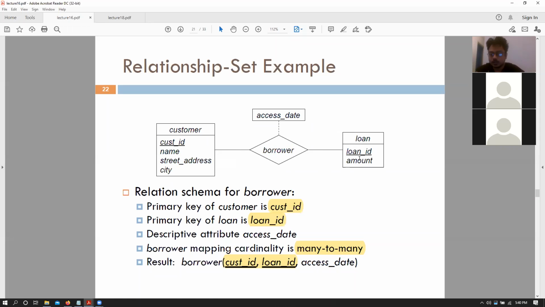Okay. And converting the relationship depends upon what type of mapping cardinality that particular relation has, right? If it's a many-to-many, both of those primary keys become the foreign keys for that particular relation. If it was one-to-many, many-to-one, or if it's one-to-one, we would need to deal with those accordingly, right? Okay.